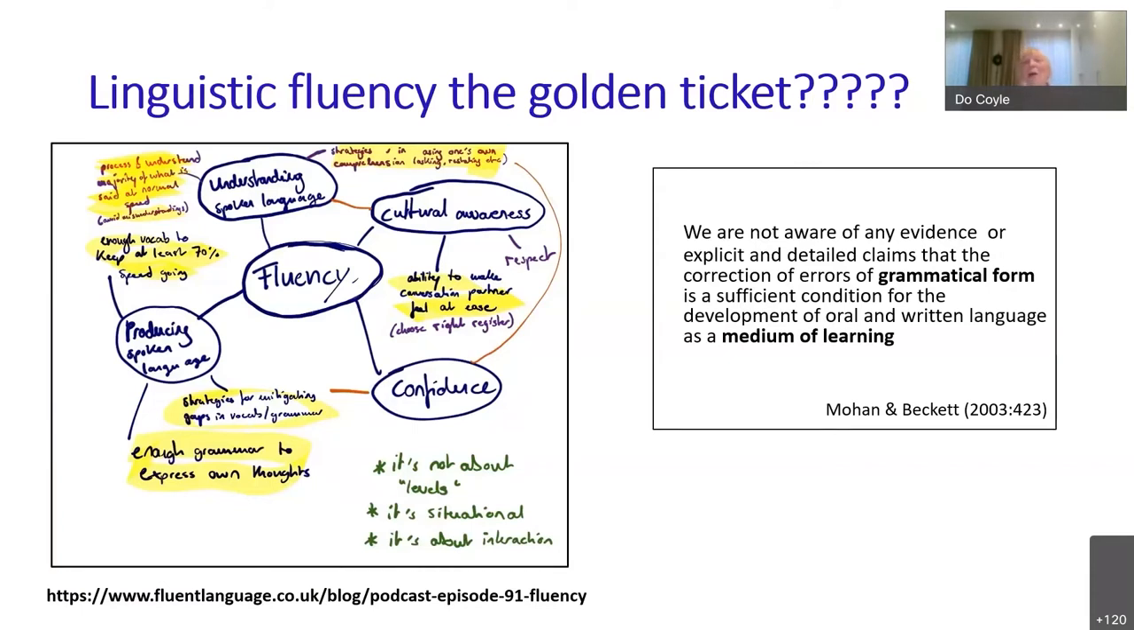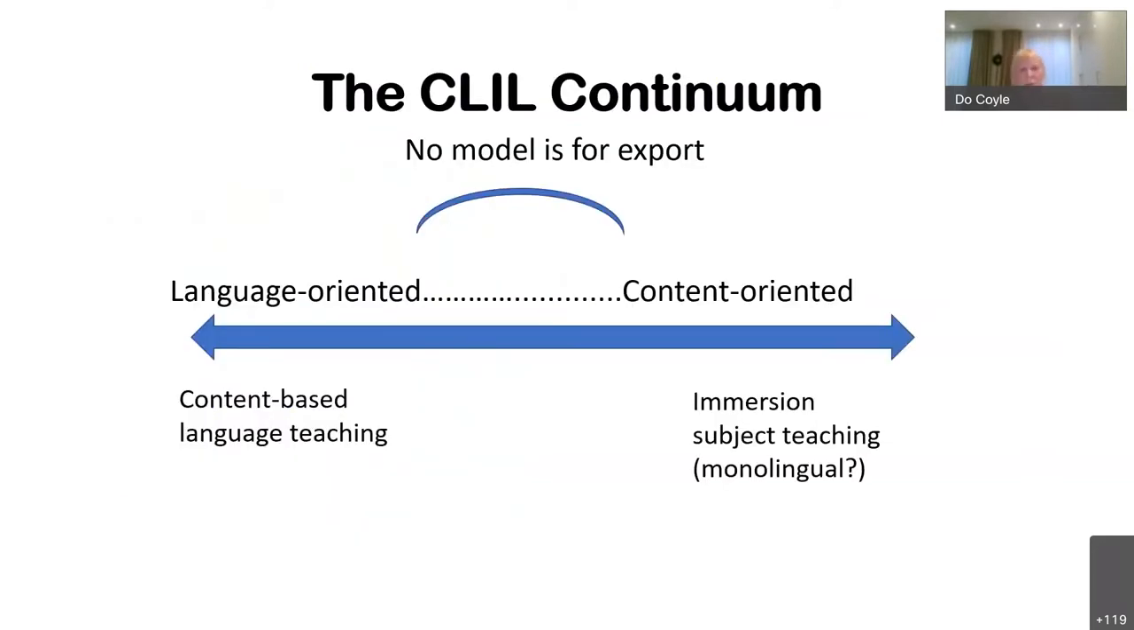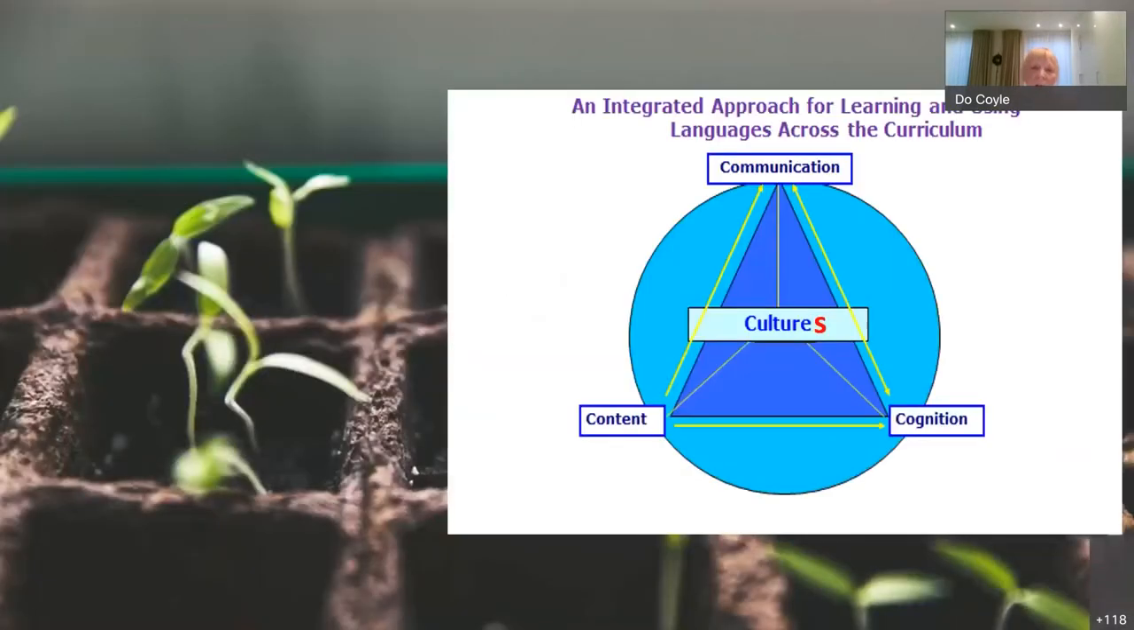Oh, that's perhaps too extreme. It will be difficult to meet. No, I think I'll go back on my original. I think it's impossible to meet those goals for equipping our future learners. And also, we're not aware of any evidence that grammatical form and correction of grammatical errors is enough to develop oral and written language as the medium of learning. We also know that no model is for export, and instead of there being a model, it's around making those principles, the key principles of CLIL, fit into the context in which it's operating.